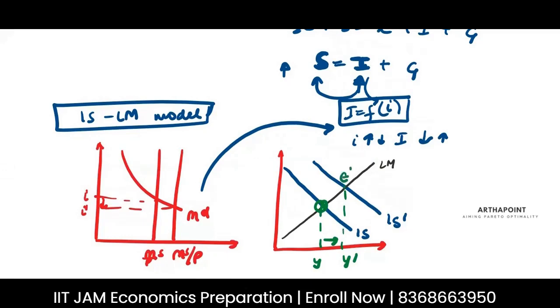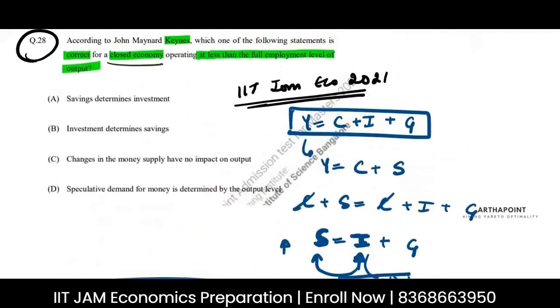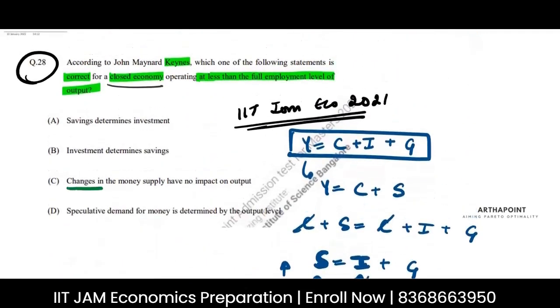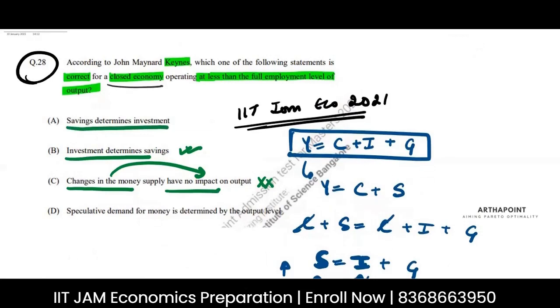So that means whenever the supply of money increases, the interest rate will decrease. When the interest rate decreases, investment will increase. When investment increases, the IS curve will shift to the right. So "change in money supply will have no impact on output" is incorrect. It has an impact on output. "Investment determines savings" is correct. "Savings determine investment" is incorrect. It is the investment that is leading to the savings.